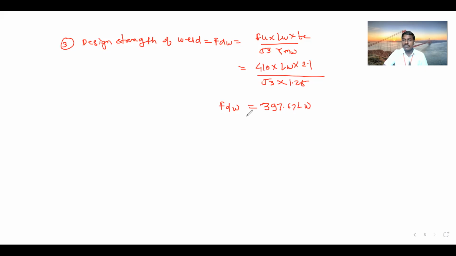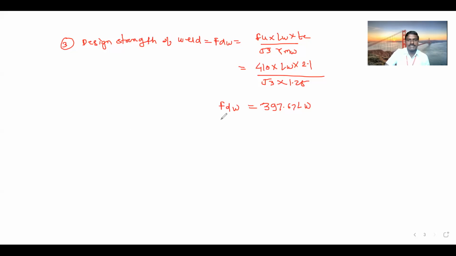FDW for only one angle. Okay, we are talking about here only one angle. We have to use two angles, but whatever calculation we are doing for one angle, where we have to multiply by 2, there we will multiply by 2. Please remember this. Okay, so now what we have to do?